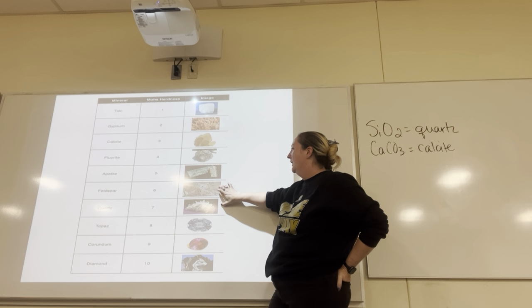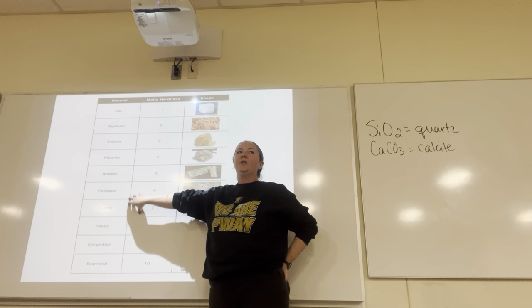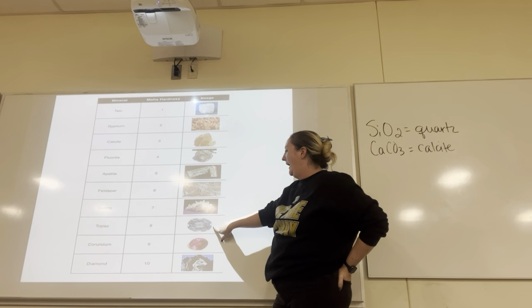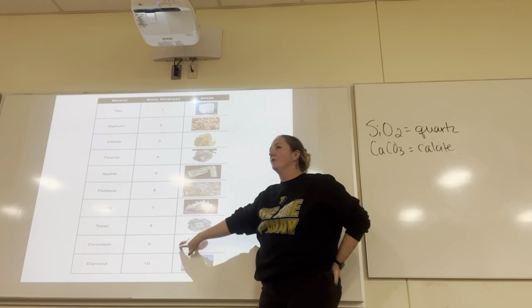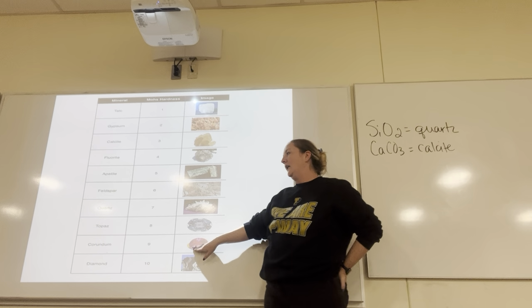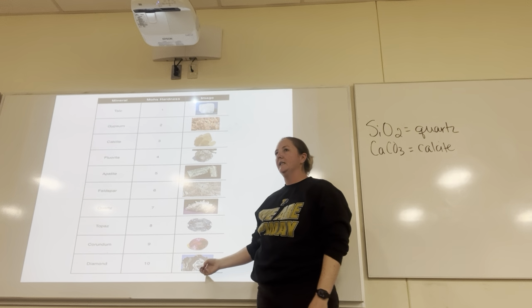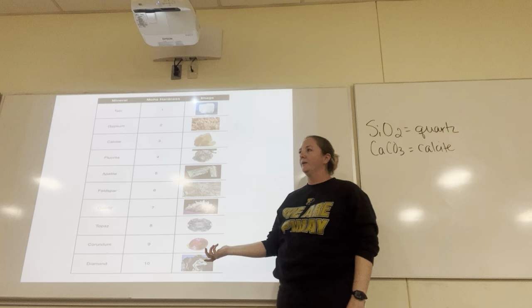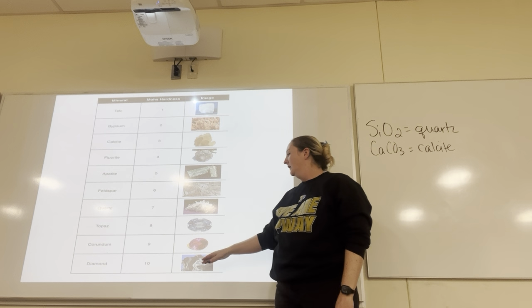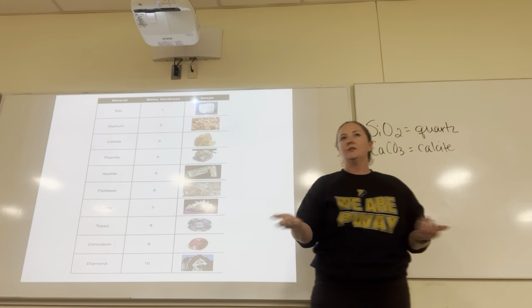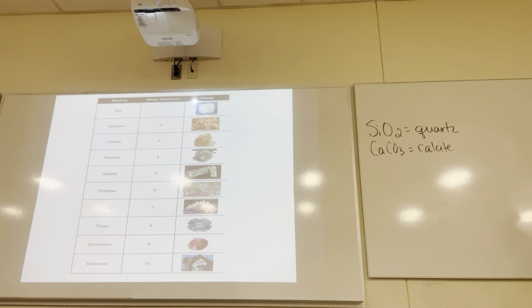Quartz at a 7. Main constituent of granite, this is a pretty hard rock because it's made of pretty hard minerals. Topaz is an 8. Corundum, this is rubies and sapphires, so they're a 9. They make for good jewelry because they're durable. And then diamond at a 10. Hardest substance on earth, can only be scratched by other diamonds. Again, good for jewelry because it's nice and durable, because it doesn't get scratched if you bump into things.